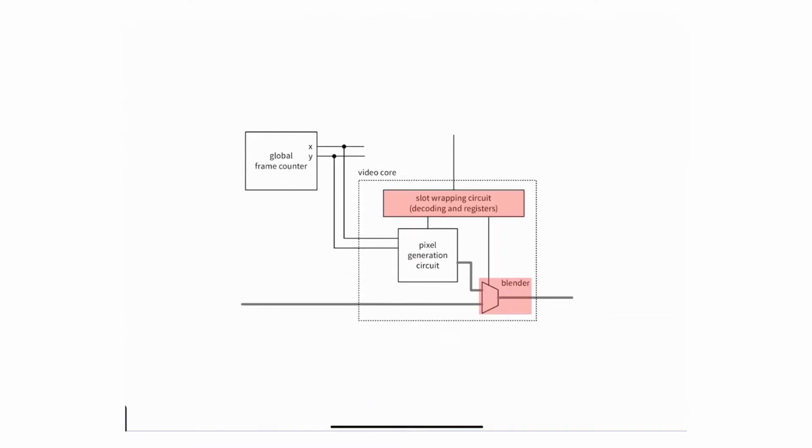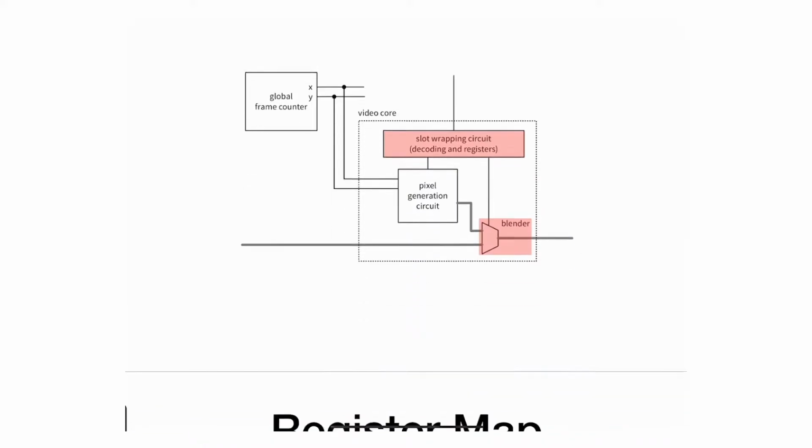Let's put everything together and take that pixel generation circuit core and place it into the video subsystem by creating some wrapping circuit in here so that the processor can actually interact with this core, and a blender so that we can take the background pixels and blend them or pass them as they are to the output in here. And the way we're going to implement it is by creating a wrapping circuit that follows a register map.